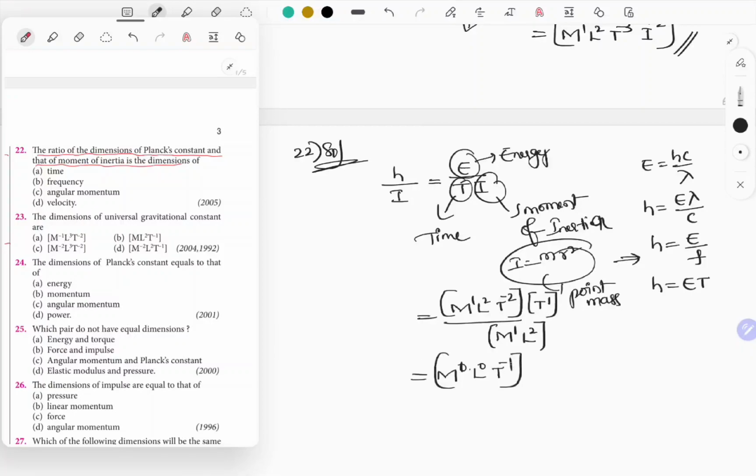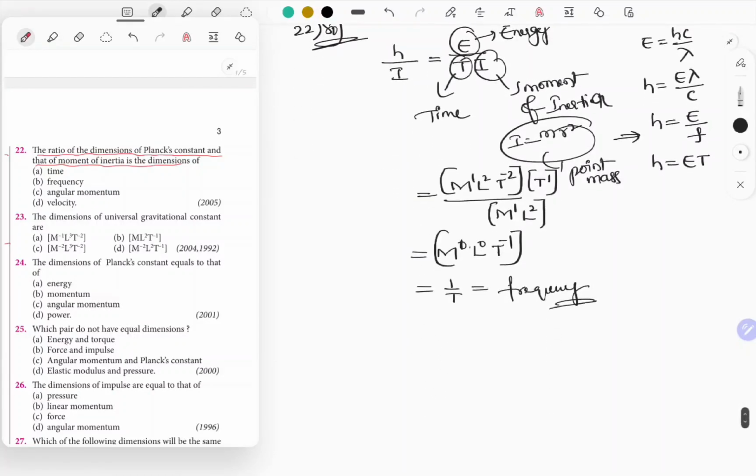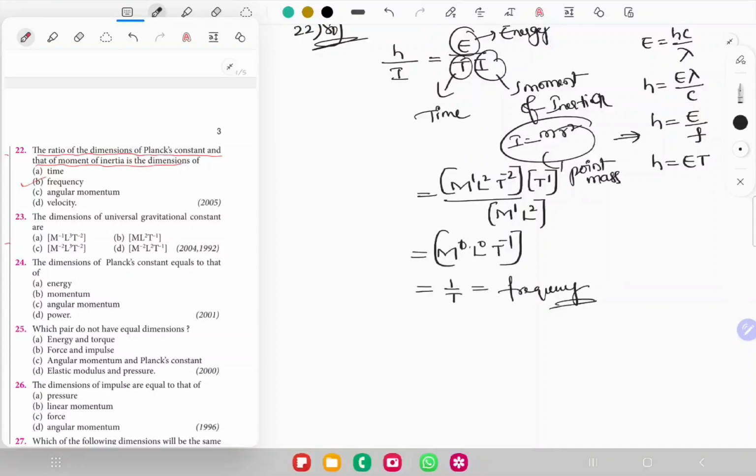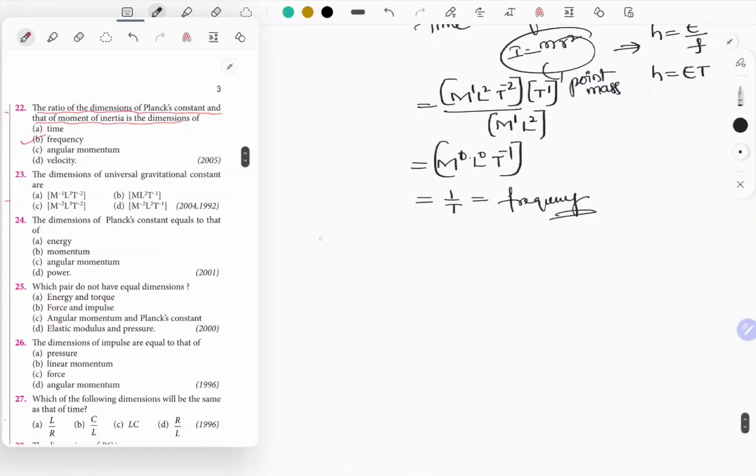T power minus 1 is nothing but 1 by t. 1 by t is nothing but frequency. So the dimensional formula for frequency is the same as h by I. H by I. Which option is going to be correct? Option B is correct. Okay, let's solve 23rd question.